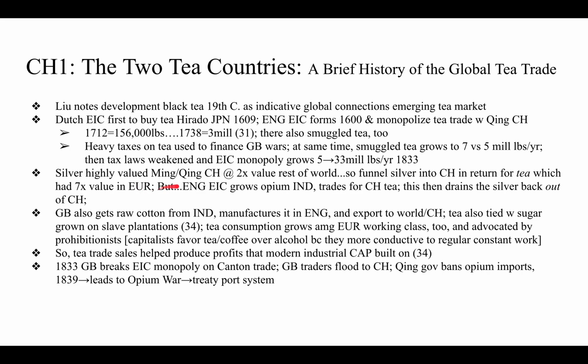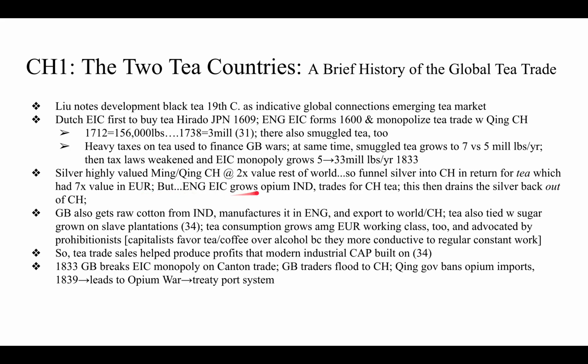The Ming and the Qing dynasties in China highly valued silver, at about 2 times the value of the rest of the world. So Britain would funnel silver into China in return for tea, which had 7 times its value in Europe. So this is basically creating wealth through the circulation of goods, through buying low and selling high, something like that, right? So not capitalism yet, but this is how wealth, or profit I should say, was generated.